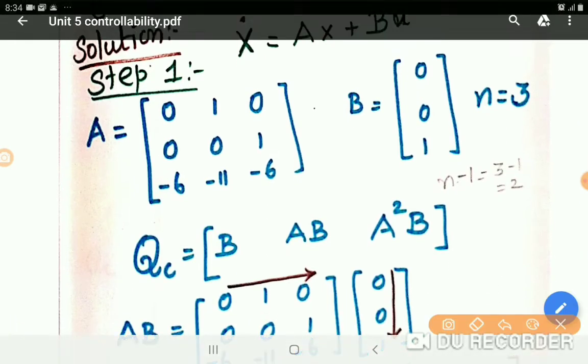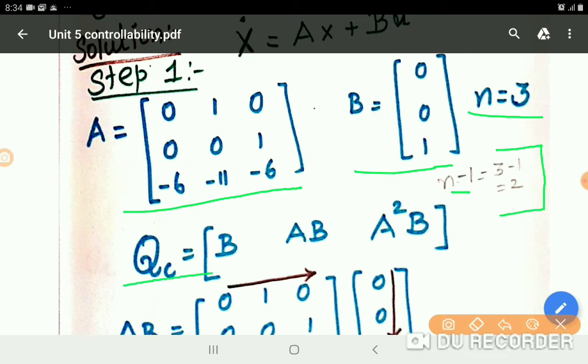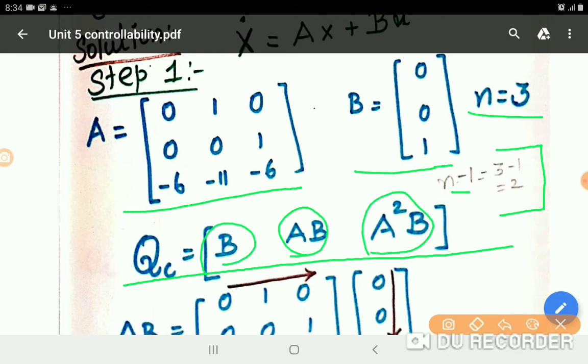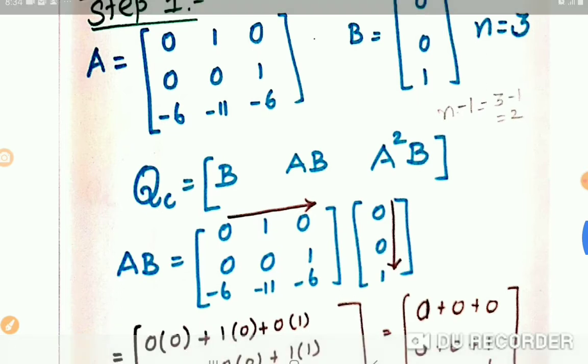With this understanding, we'll pass on to the first step. According to the first step, we need to frame the QC equation. In QC, A is given, B is given, n equal to 3. So n minus 1 equal to 3 minus 1 equal to 2. So your QC equation reduces to B, AB, A square B. So try to find AB and A square B.